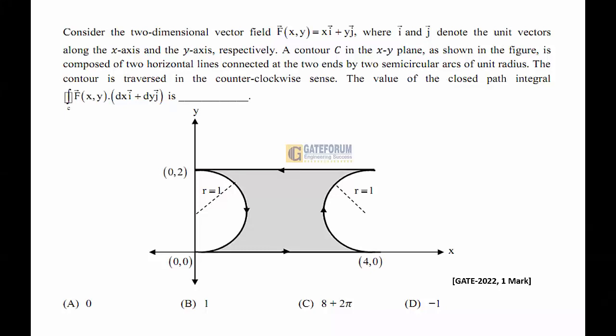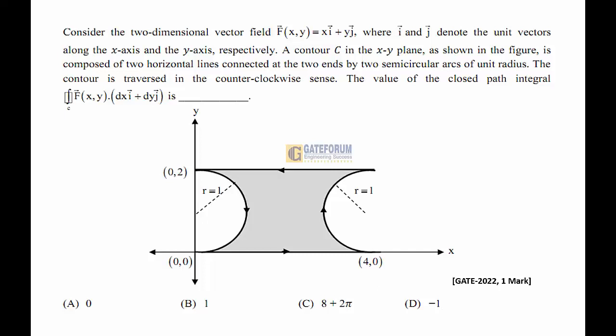The question is: consider the two-dimensional vector field F of x, y equal to x i plus y j, where i and j denote the unit vectors along the x-axis and y-axis respectively. A contour C in the xy plane, as shown in the figure, is composed of two horizontal lines connected at the two ends by two semicircular arcs of unit radius. The contour is traversed counterclockwise. The value of the closed path integral over C of F dot (dx i plus dy j) is. This question is from engineering mathematics, from the topic vector calculus, subtopic vector integration.